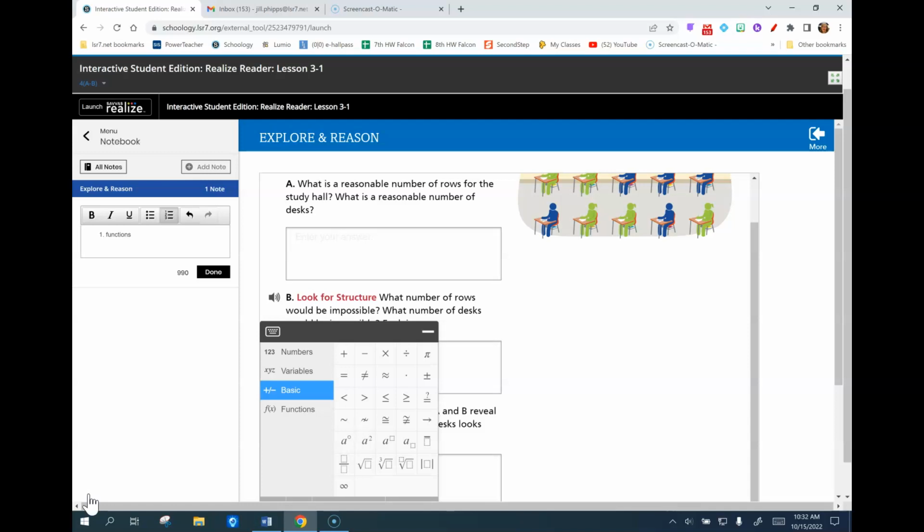Basics gives you a fraction, which comes in really handy. It also gives you all these different roots, which could be helpful. It does not give you brackets, which we're going to be using.